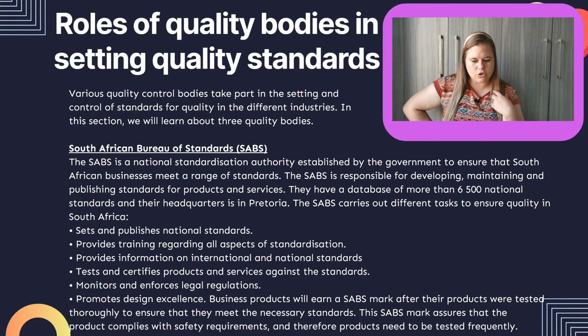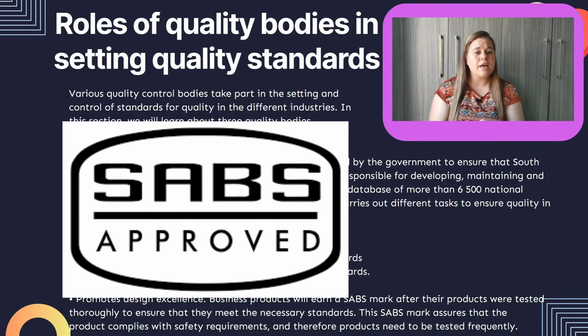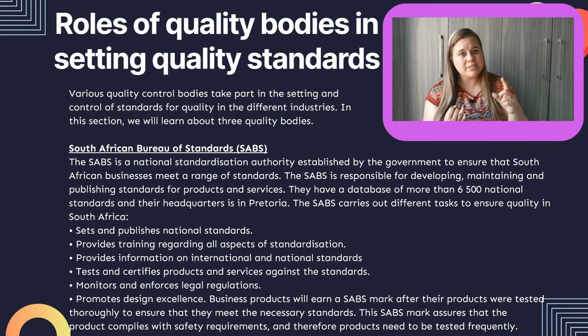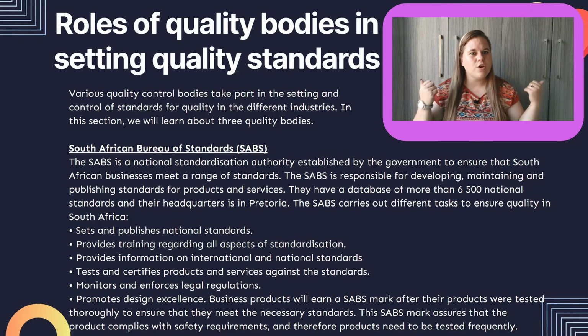I know I've seen it on packets of chips. It's in a little rectangle and it says SABS. If it has that mark on it, it means that it meets the quality standards. Again, going back to quality standards, it means: is there any chemical in there that is harmful to the customer? Looking back at the peanut butter, obviously it didn't meet the standards. That's why they withdrew and brought back all the products.